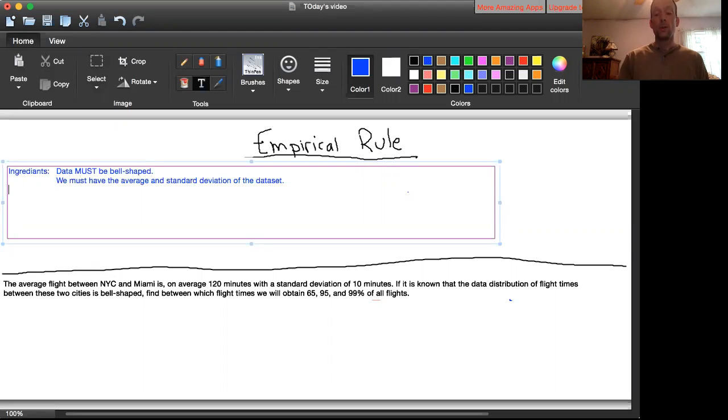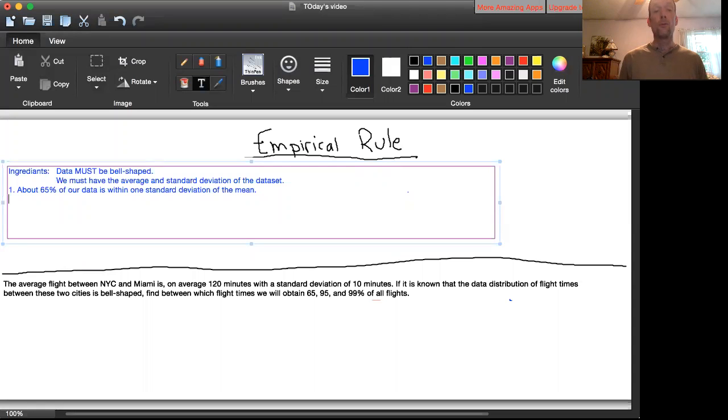Now, once we know the ingredients, what's the empirical rule telling us? We're going to talk about three particular pieces of it. The first is going to say about 65% of our data is within one standard deviation of the mean. That's kind of like what Chebyshev was doing, but there's no more at least, no more minimum percentage this time. We're saying about 65% of that data will be within one standard deviation of the mean.